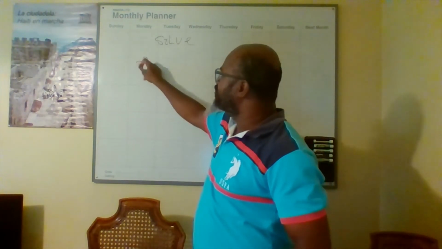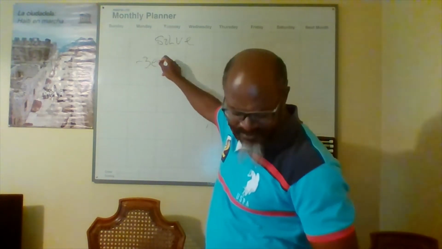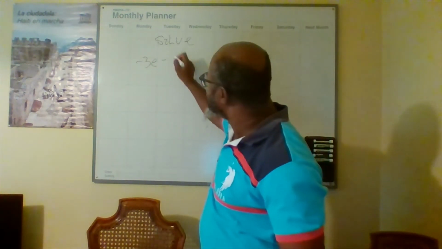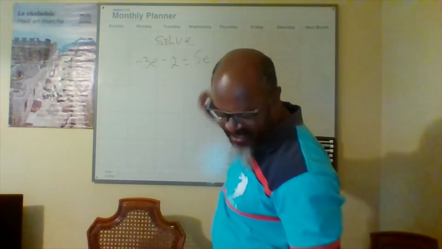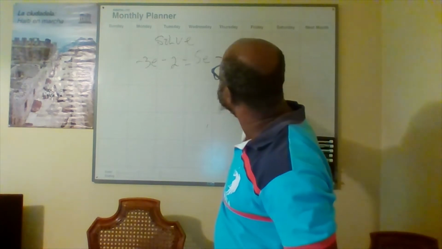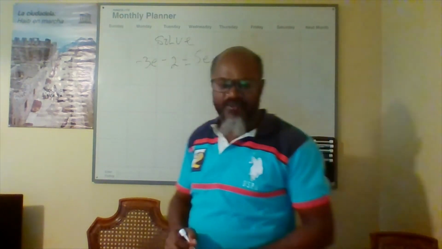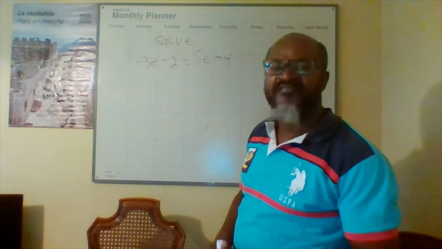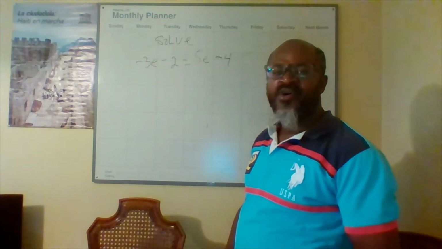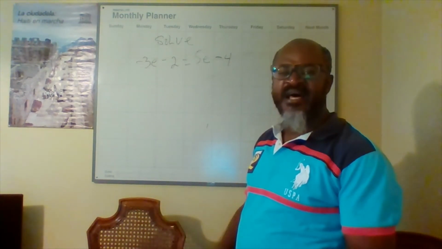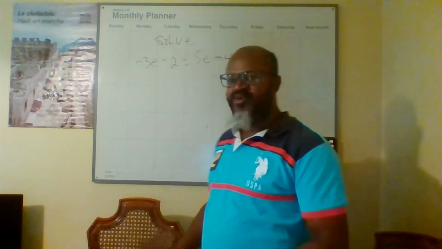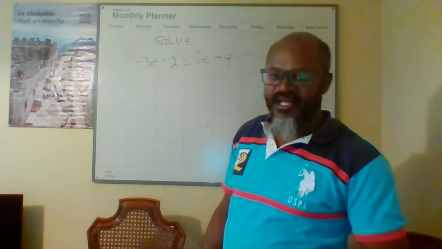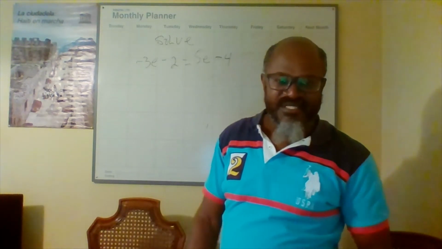If you have negative 3e plus 2 is equal to 5e minus 4. In order to solve the equation, as you notice, you have the variable on both sides. Your goal is to have the variable on one side and the constant on the other side. You need all of your variables on one side and the constant, the number, on the other.